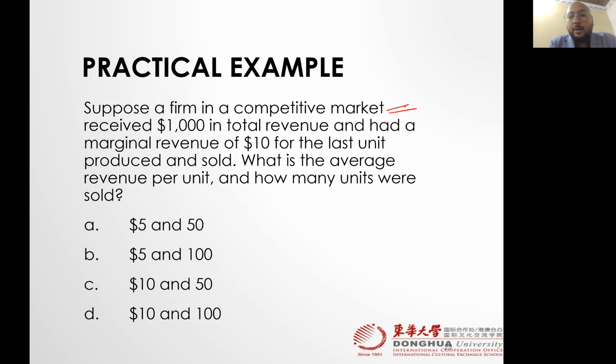Suppose a firm in a competitive market receives 1,000 in total revenue. So we have PR and the market is a competitive market. Write down the condition. Revenue structure is AR is equal to MR is equal to P. Total revenue is 1,000.